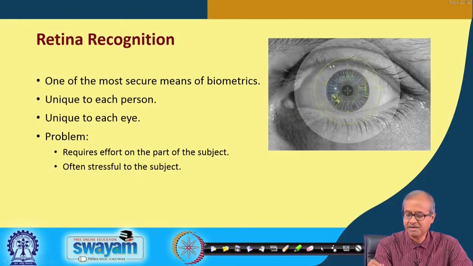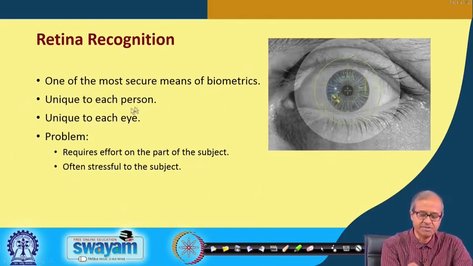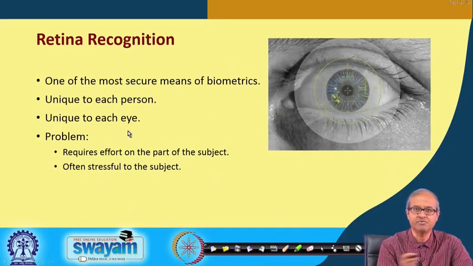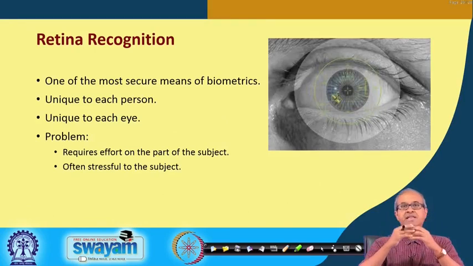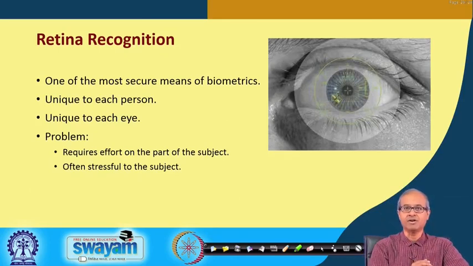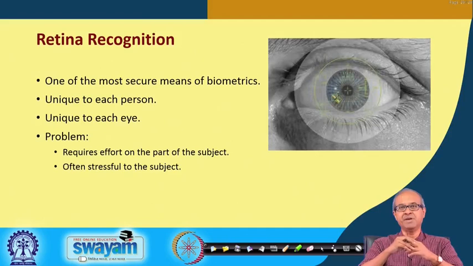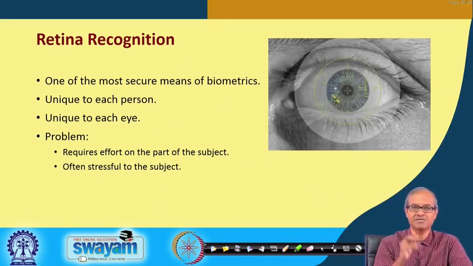Retina, as I said, involves a much larger region of your eye, and that is much more accurate as compared to iris. And retina is supposed to be unique to each person and even unique to each eye. The two eyes, the retinas will be different. This method is pretty accurate, but the problem is that when you want to take the image of a retina, you have to keep your eyes open and stare at a camera for a longer time, which may be a little annoying and stressful to the person you are scanning for recognition. So, taking the retina image is a little troublesome. This is the only downside of this method.